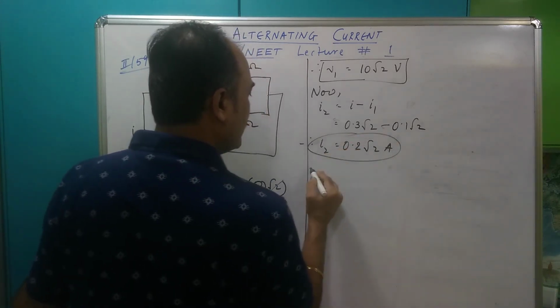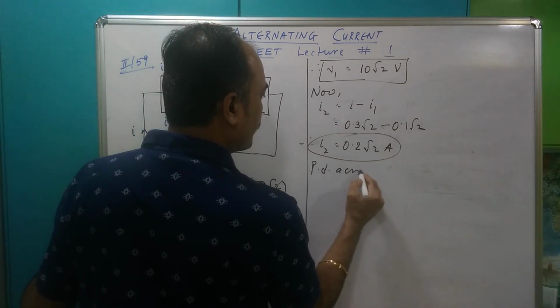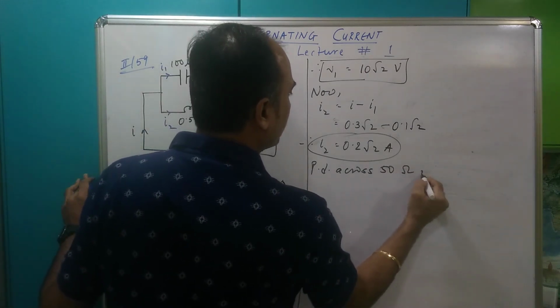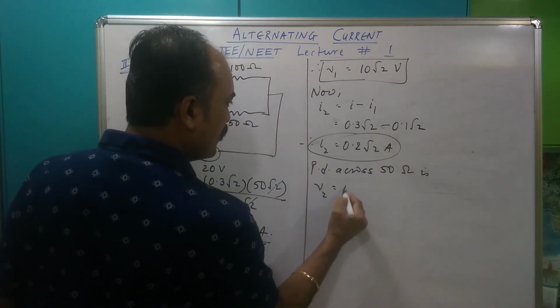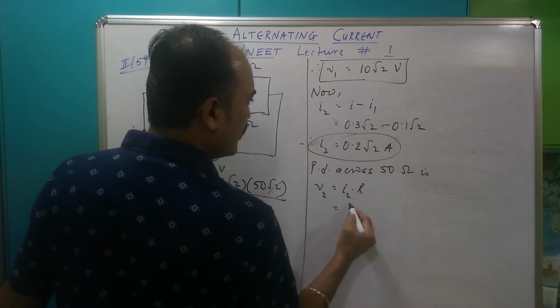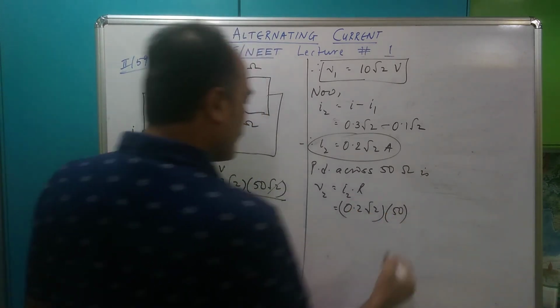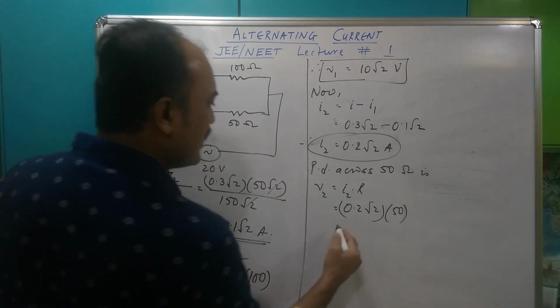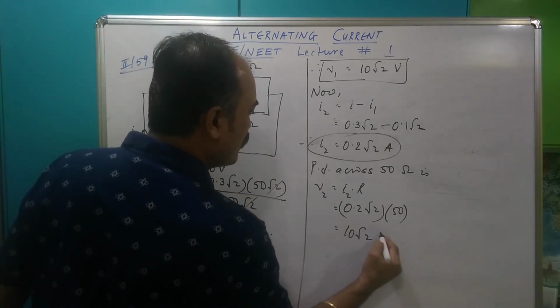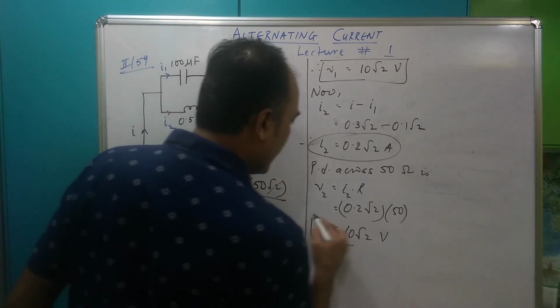Okay. And thus the PD across the 50 ohm resistor, we'll call it V2, is I2 into R. That's 0.2 root 2 into 50. 50 into 0.2 is 10. So this is again 10 root 2 volt. Is there an answer like this?